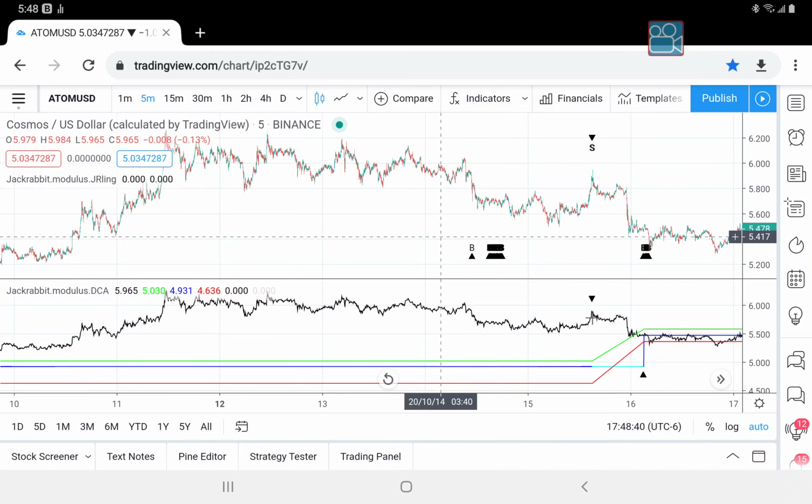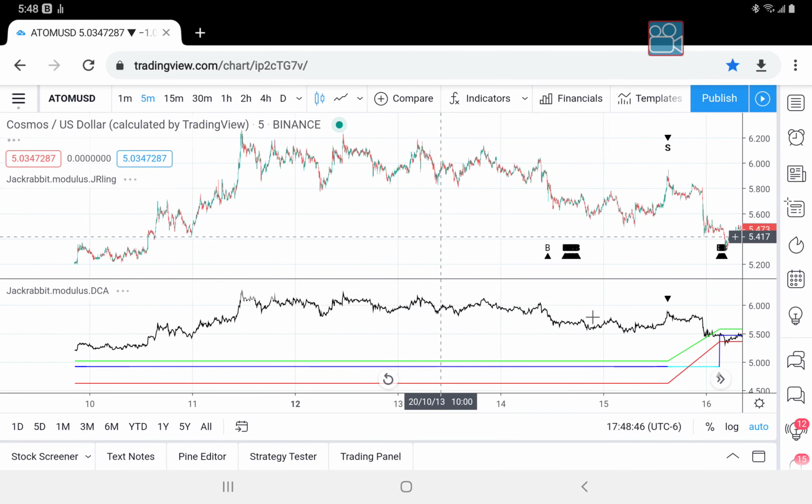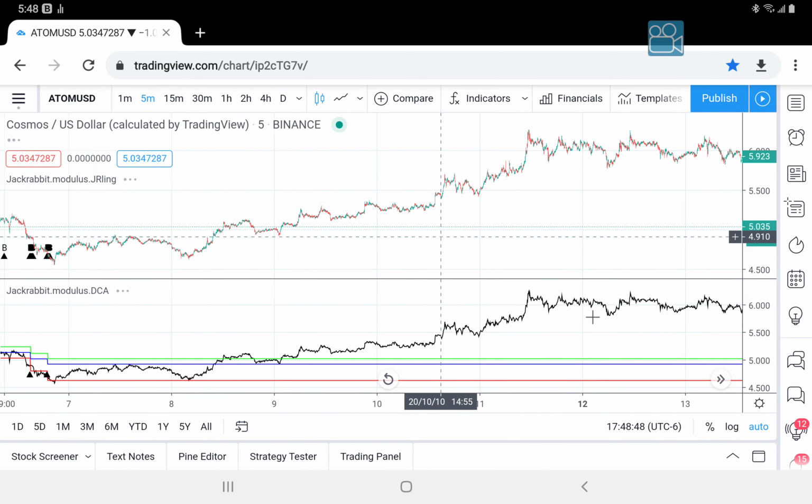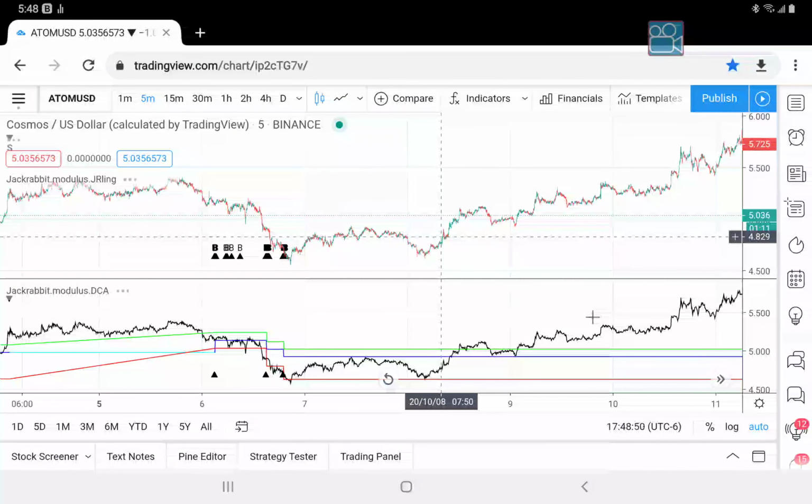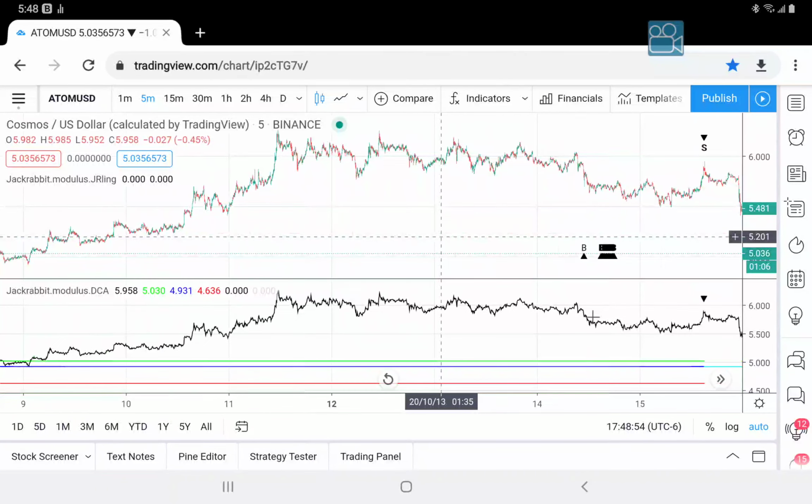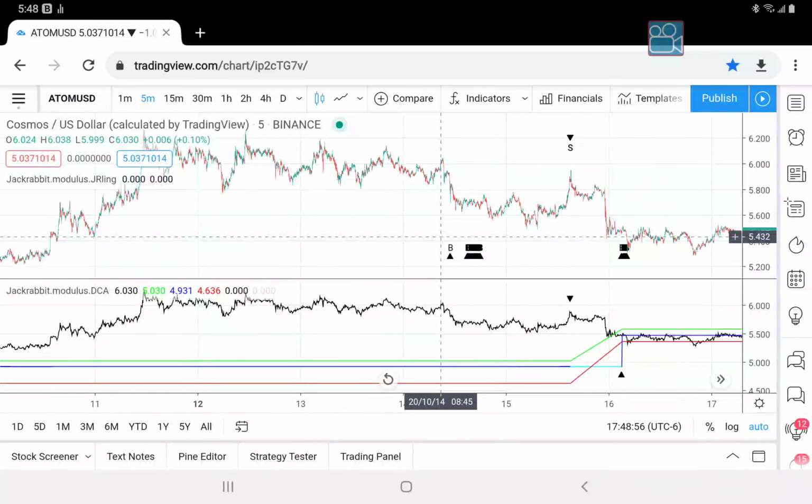$5 average selling price, almost $6. So that's $1 on 1, 2, 3. 3 positions, $1 per position. This could have made $3 if you purchased one single atom per position.